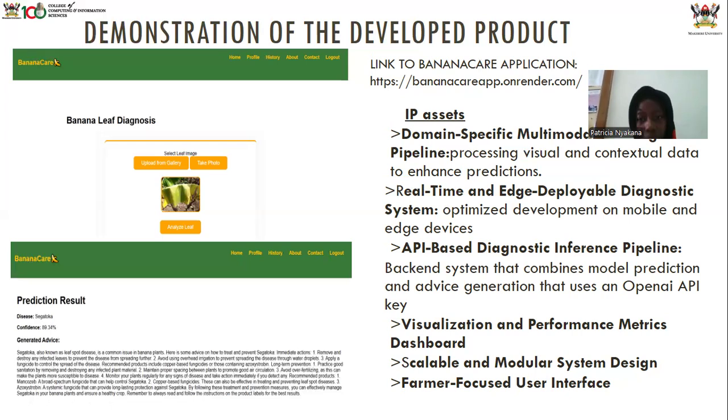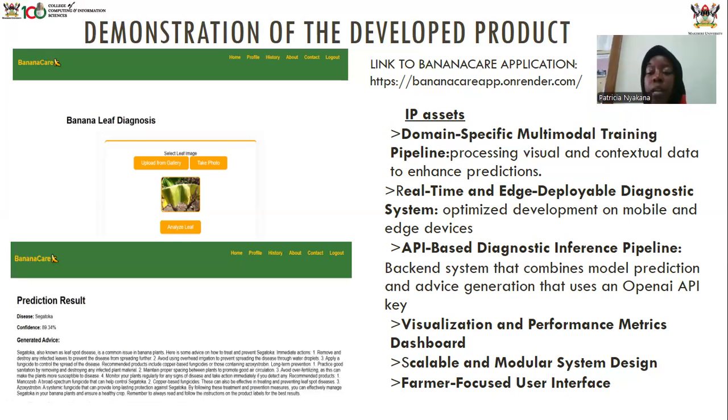So some of the IP assets we identified include the domain-specific multimodal training pipeline, where we process visual and contextual data to enhance predictions. Then we also have the real-time and edge-deployable diagnosis system, which is the web application that we've optimized to work on both mobile devices as well as laptops. So it can work on a phone, it can work on a tablet, it can work on a laptop.